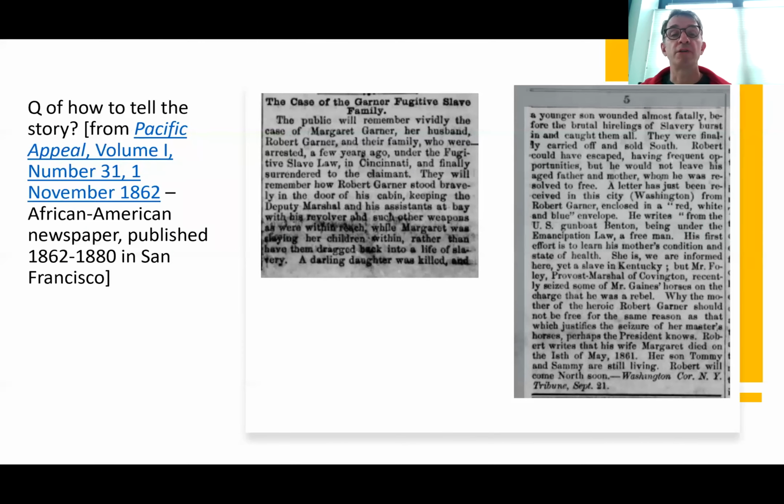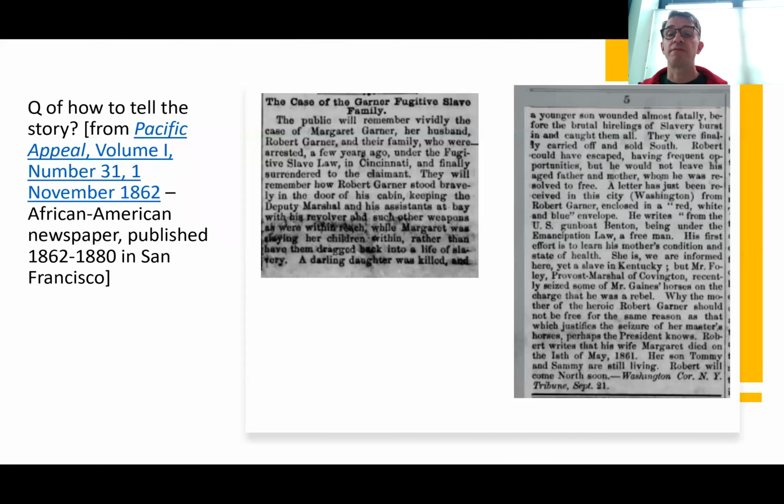They'll remember how Robert Garner stood bravely in the door of his cabin, keeping the deputy marshal and his assistants at bay with his revolver and such other weapons as were within reach, while Margaret was slaying her children within, not their children, but her children, rather than have them dragged back into a life of slavery. A darling daughter was killed and a younger son wounded almost fatally. Now, in this case, only one dies. Before the brutal hirelings of slavery burst in and caught them all, they were finally carried off and sold south.